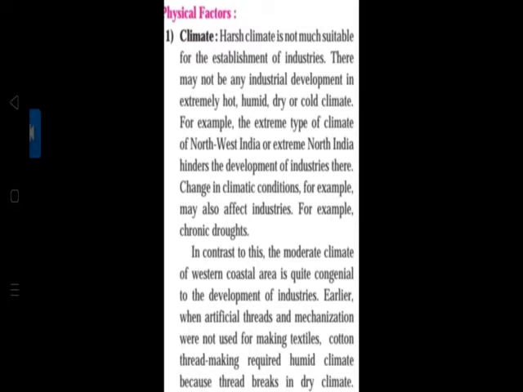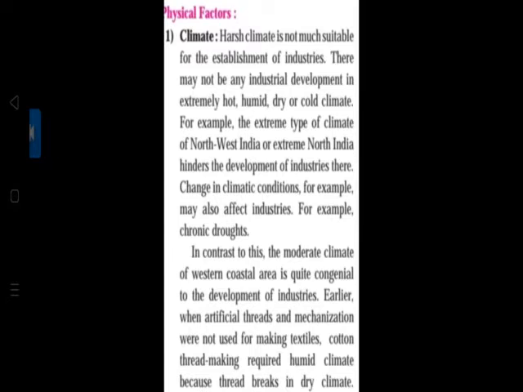Change in climatic conditions may also affect industry. Now, if there is a sudden change in the climate conditions, and because of climate change and global warming, there are a lot of fluctuations in the climate around us. Sometimes it's very cold, sometimes it's very hot. So this also is going to affect placement of industry. For example, chronic drought also plays a very important role, and if droughts happen time and again, it is going to affect the location of industry.